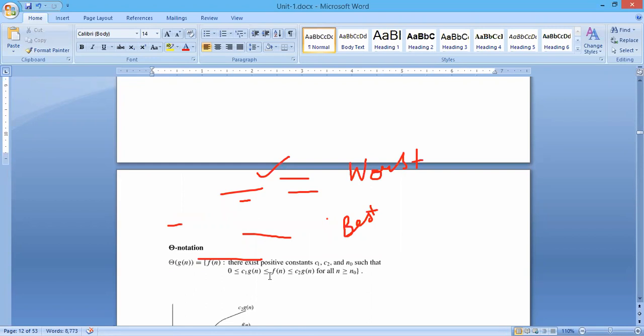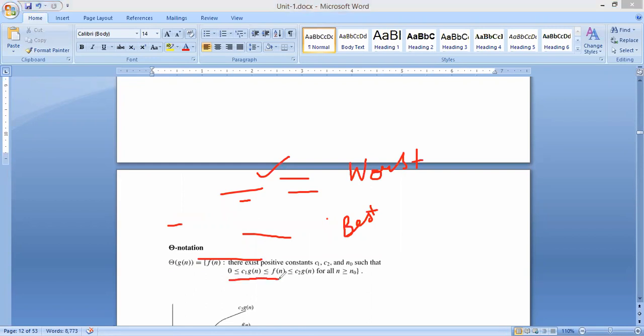You all can see here, this is going to give the best case value, and after that this is going to tell us the worst case, with the values between both. So in this way you can calculate all the values.